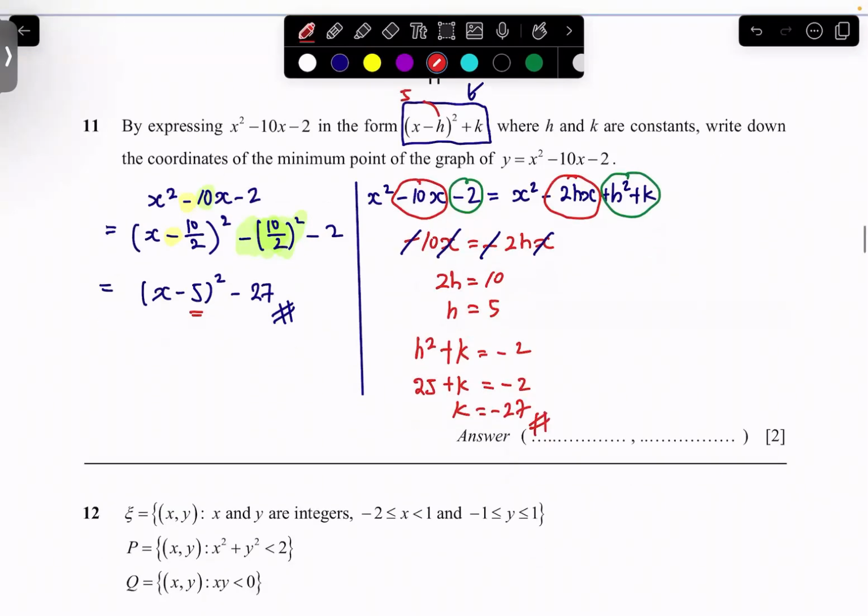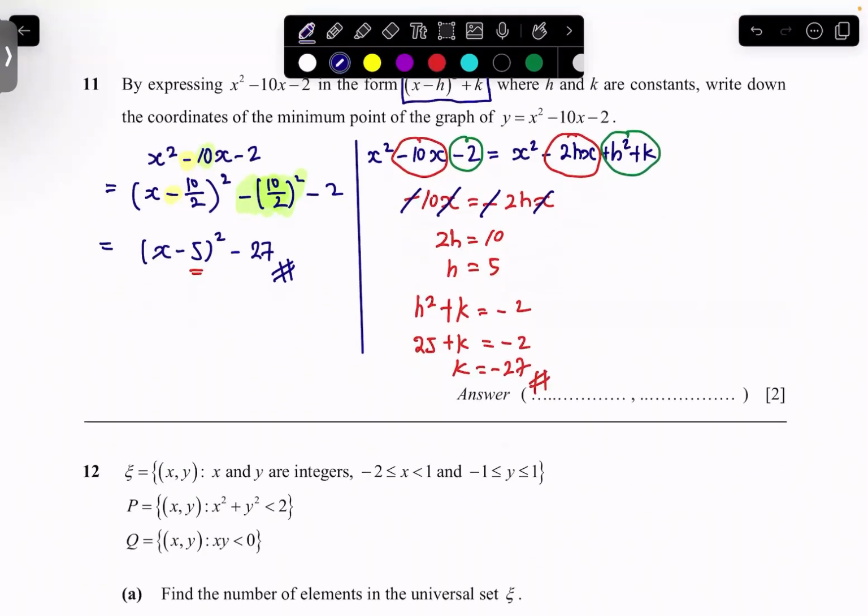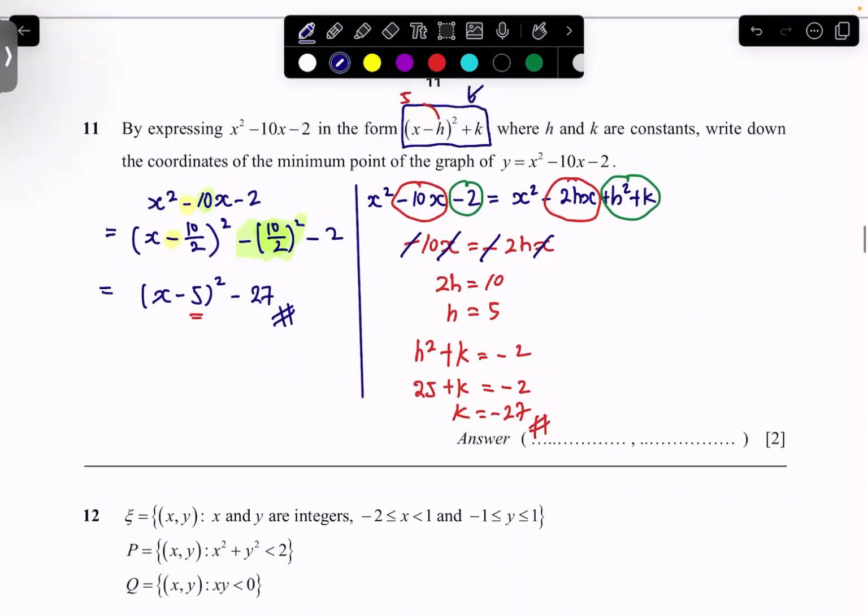Now the third way, I don't have enough space, so I'm not going to show the third way. The third way is how I usually teach Sec 3 students when they first learn this topic. For O levels, we just remember these two methods. That will be good.